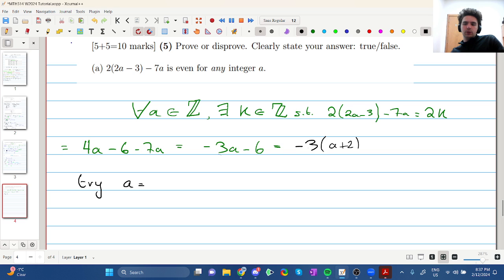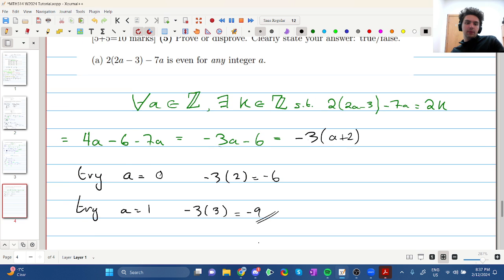A plus 2, yeah, exactly. So just try a number, right? If you choose a equals 0, then it's negative 3 times 2, which is negative 6. Look, it's even. But if you try a equals 1, then you get negative 3 times 3, which is negative 9. It's odd. Okay, so it's false.